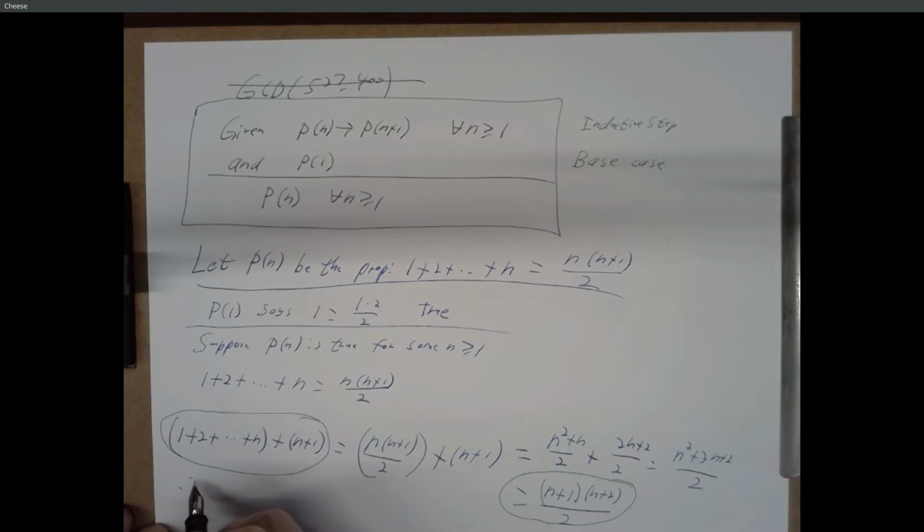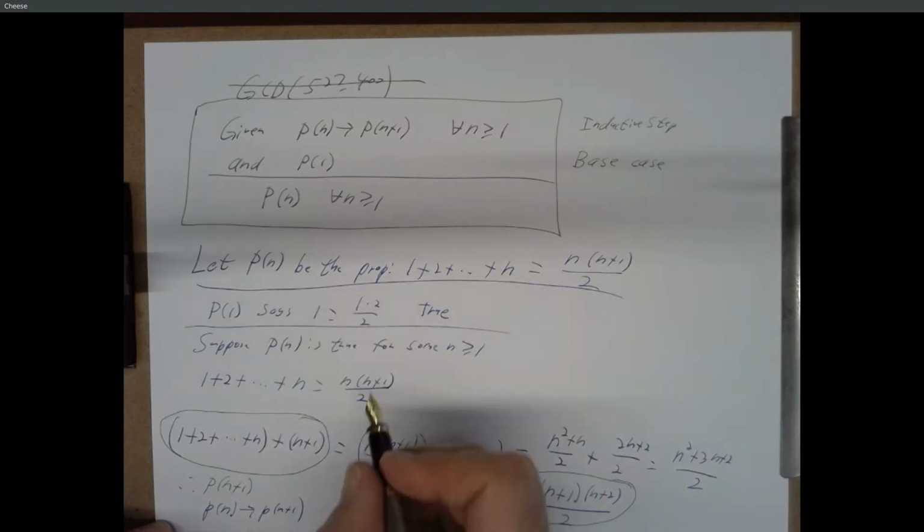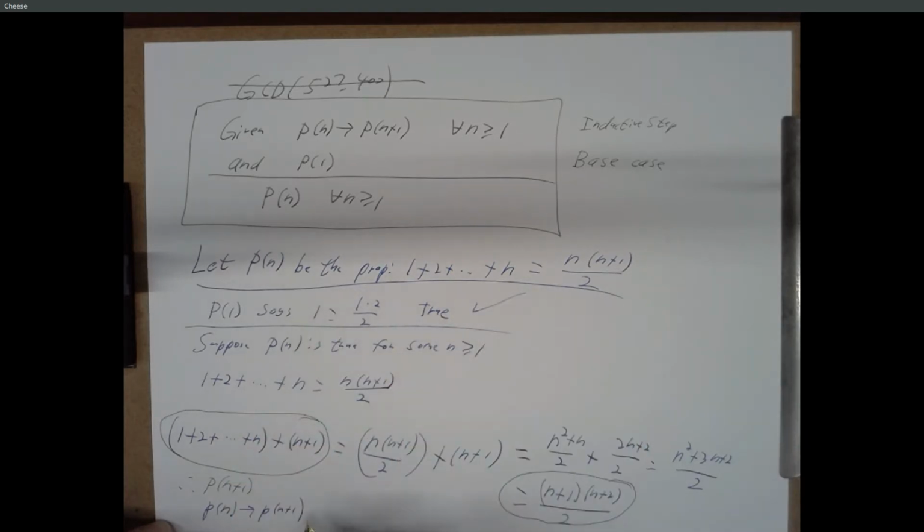So we can say, therefore, P of n plus 1, and so now we know P of n implies P of n plus 1. And so we've proven our basis case, and we've proven our inductive step. And by mathematical induction, we can say, therefore, P of n for all n bigger than or equal to 1. And the reason is mathematical induction. And that's our QED.